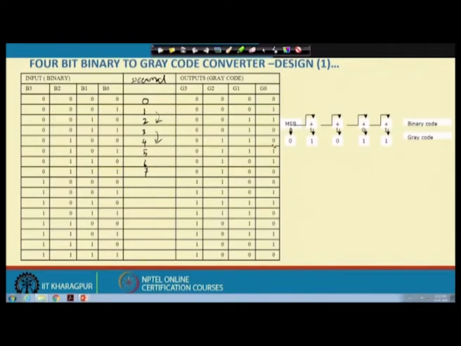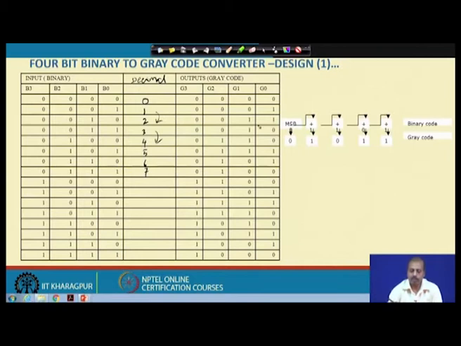In the gray code shown here on the right side, from 0 to 1 only the LSB is flipping. From 1 to 2 only the bit G1 is flipping, and bit G0 continues to be 1. Similarly, from 2 to 3 only bit G0 is flipping, other bits remain unaltered. In this way, for any two successive decimal values, their gray codes differ only by one position; only one bit flips, and the others remain unaltered.